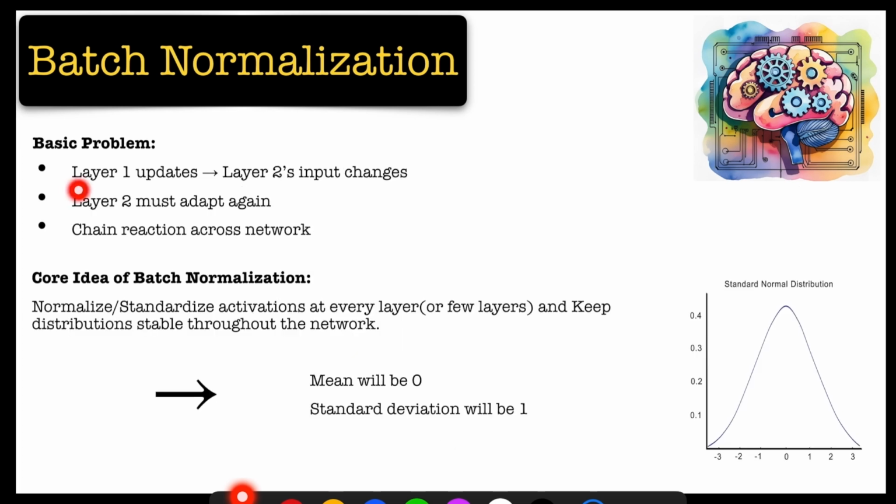Because layer 1 updates, layer 2's input changes, and layer 2 must adapt again. This is a kind of chain reaction in the network. So the core idea of batch normalization is that we normalize or standardize activations at every layer, or maybe a few layers, and keep the distribution stable throughout the network. For hidden layers also, we make the output normalized or standardized: mean 0, standard deviation 1.